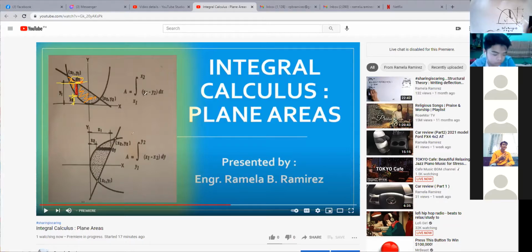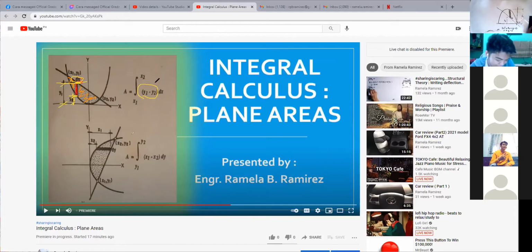So that height, if you are going to notice, ito yung equation na yon. You have y sub 1 minus y sub 2. Ito yan, y sub 1, and then you subtract from it y sub 2, that is the height of the element.